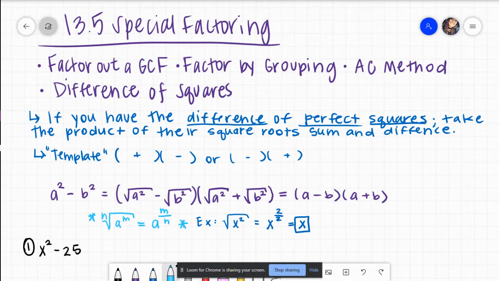We know how to factor out a GCF. We know how to factor by grouping. We know how to do the AC method. And what we're going to learn now is the difference of squares.